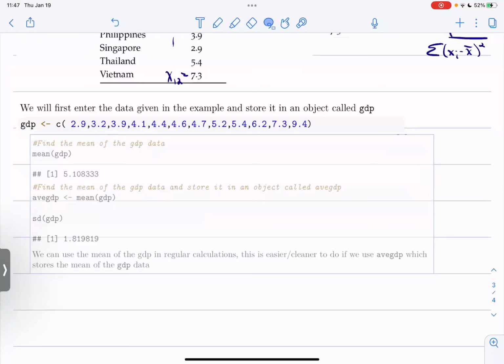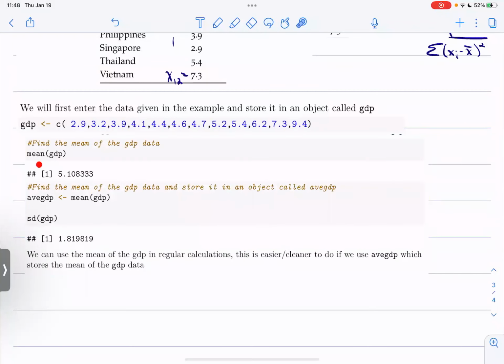Okay. So R has these built-in functions, same with Excel. Just need to find what the function name is, and of course it's gonna do it for you. Okay, and so here, when I take the mean of GDP, if I want to use it again, I would store it as a name that I could call. I don't have to type mean of GDP again, right? I can write av GDP or whatever you want to name it. Okay, and so we can find the mean of GDP like this, or store it in some object.